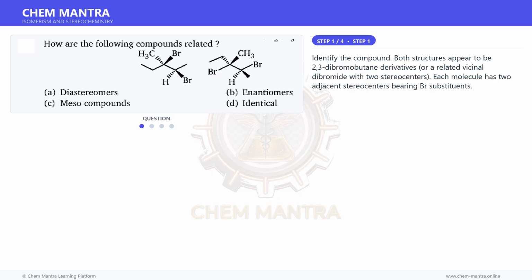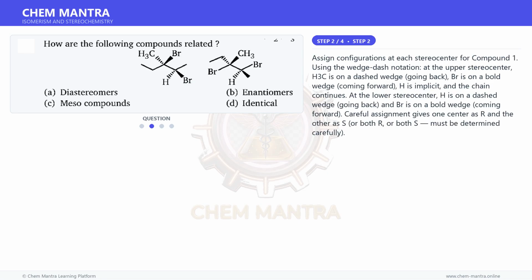Identify the compound. Both structures appear to be 2,3-dibromobutane derivatives or a related vicinal dibromide with 2 stereocenters. Each molecule has 2 adjacent stereocenters bearing Br substituents. Moving on to the next step.